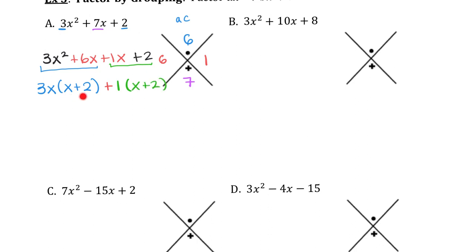Now we have the x plus 2's that match, and then we have the 3x plus 1 in the other parenthesis, and that's going to be our factor. So I'm going to have 3x plus 1 in one of mine, and I'm going to have the x plus 2 in the other.